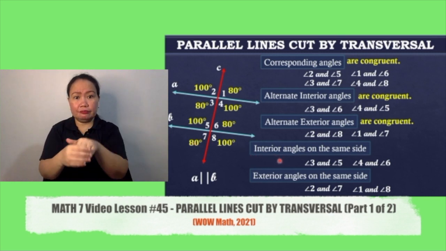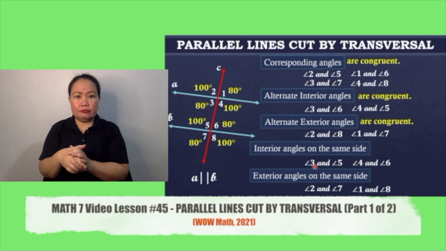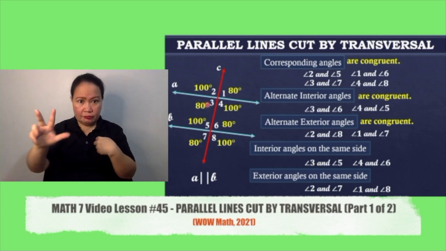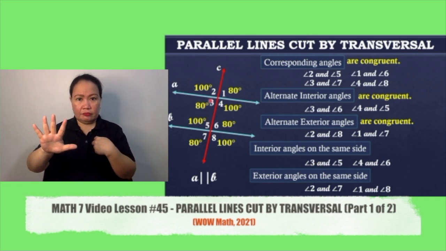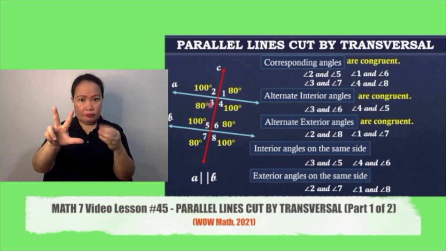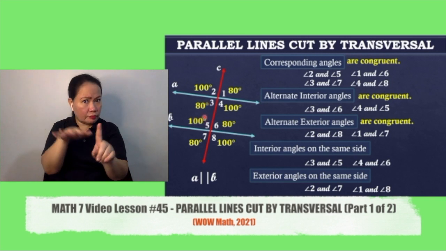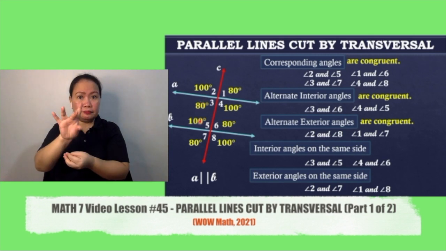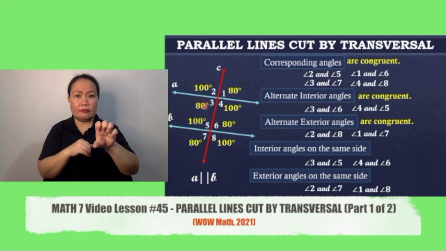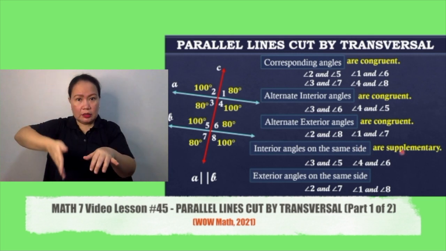Next, interior angles on the same side. Let's get one of the examples of interior angles on the same side. We have angle 3 and angle 5. What can you say about the measures of this pair of angles? We have 80 degrees and 100 degrees. Ang napansin nyo, ma'am, the sum is 180. Anong tawag natin doon kapag ang sum niya ay 180? That is supplementary. So, interior angles on the same side are supplementary.